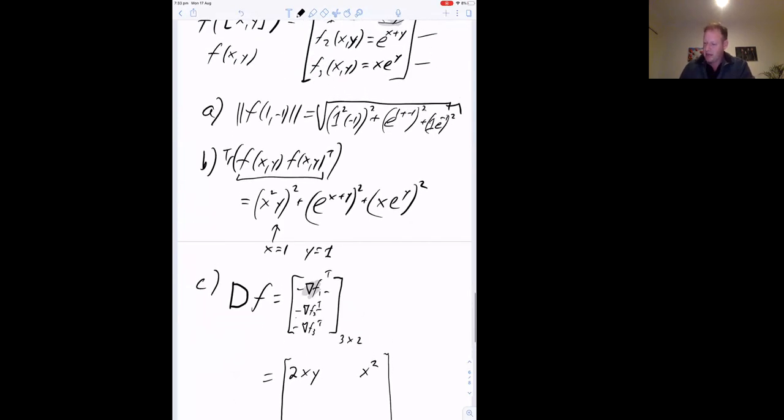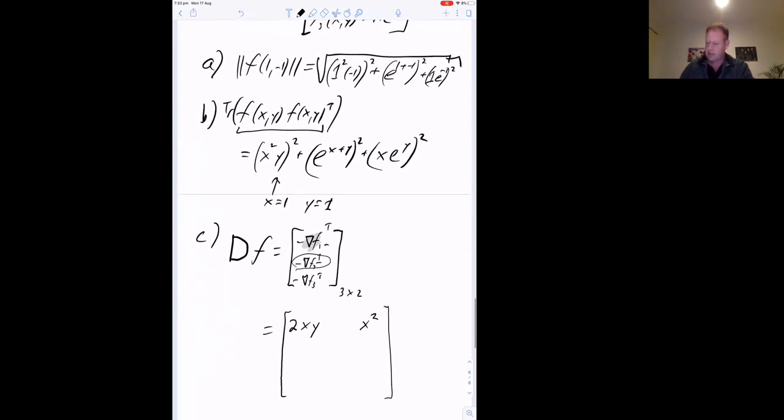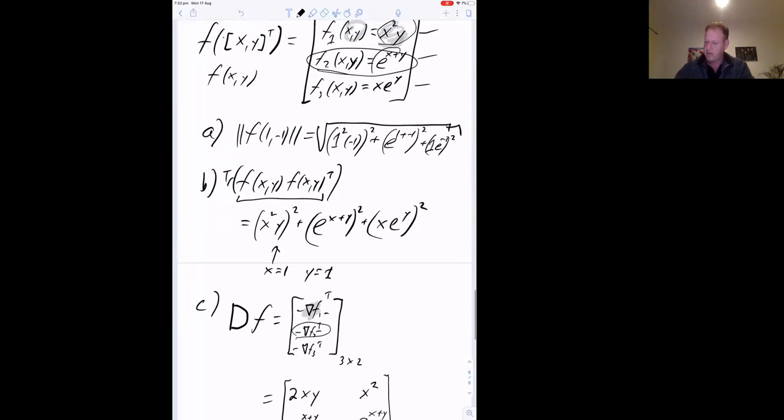The second gradient is with respect to the second component function, f2. The derivative with respect to x is just e to the power x plus y. The derivative with respect to y is e to the power x plus y. Because if we had a 2 here, you'd get a 2, but there's no 2 or anything like that.